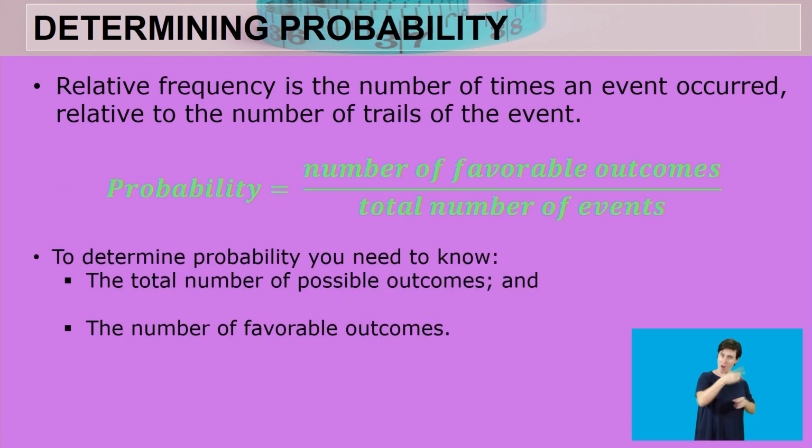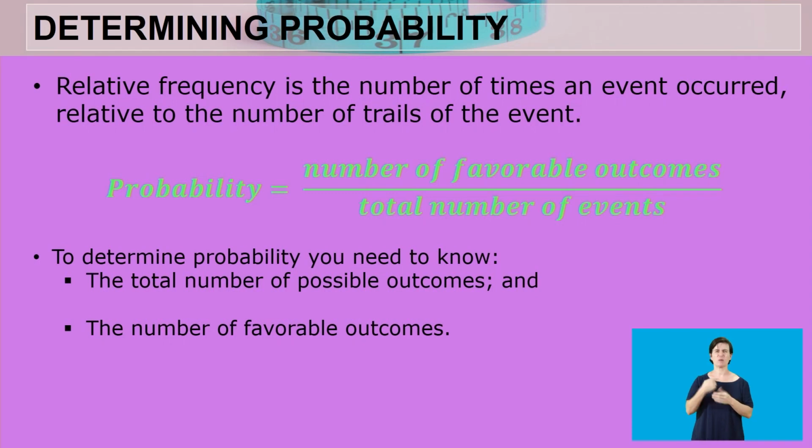Then the relative frequency: this is the number of times an event has occurred relative to the number of trials of that particular event. Trials means the number of times you've actually played. If a team plays 3 games, we check the favorable outcomes of the 3 games, whether they won the first game, or the first 2 games, or all 3 games, divided by the number of events, which is the number of times they've actually played.